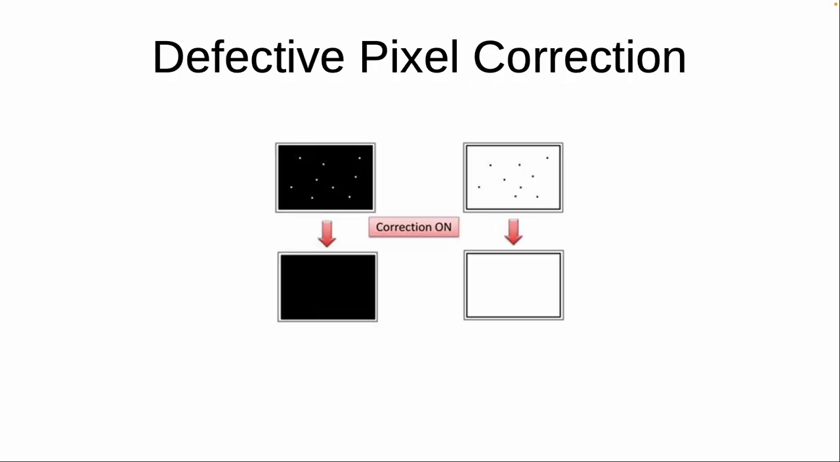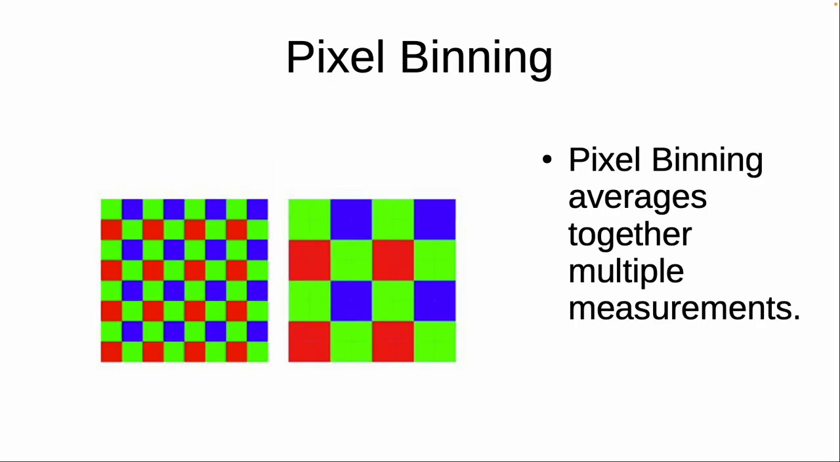Doable. Another thing they do is defective pixel corrections. So if you have a short circuit, then on a black background you'll see a bunch of white dots. And if you have an open circuit, then on a white background you'll see a bunch of black dots. So both of those need to be corrected by averaging with adjacent circuits. You can do pixel binning.